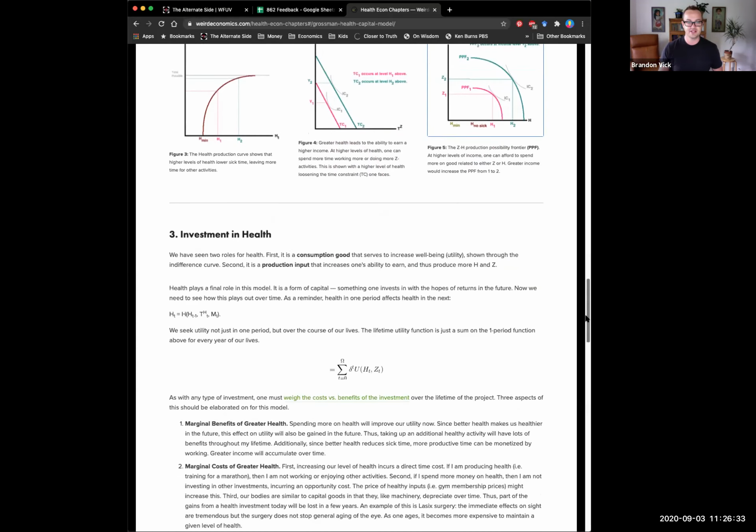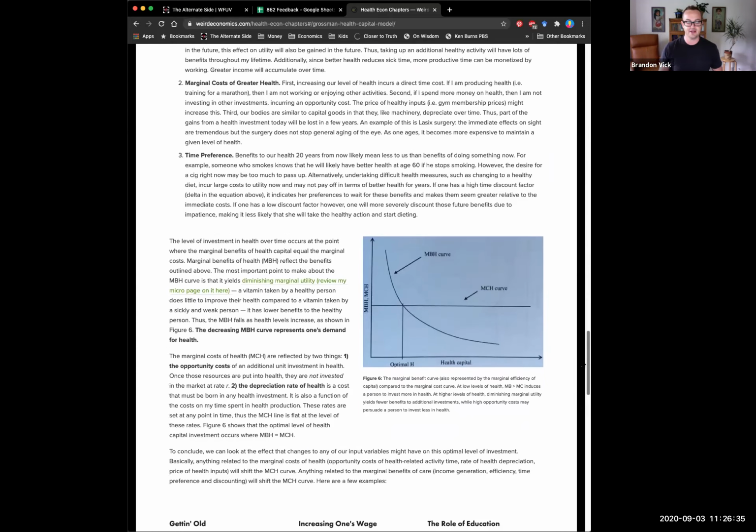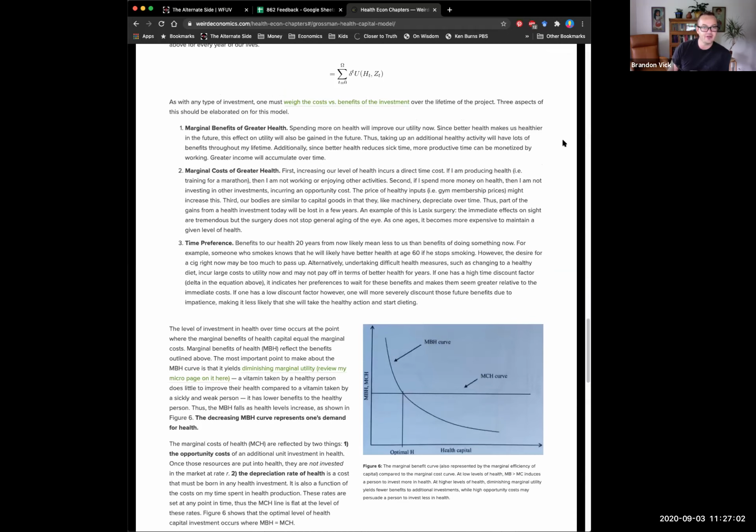So we've done the consumption piece, we've done the other piece. So we want to go to the investment piece here. And what are we showing? Well, how do I want to show it here? The marginal benefits of health.